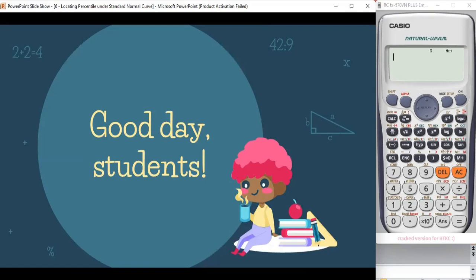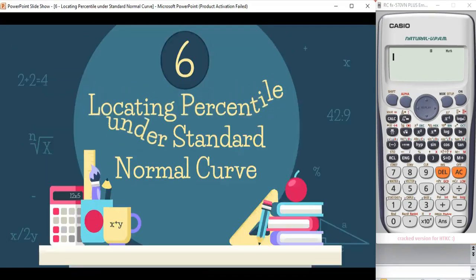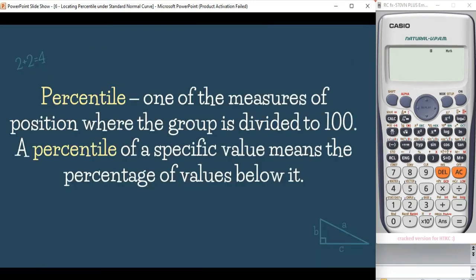For today's video, we're going to tackle locating percentile under the standard normal curve. But first things first, let's define what percentile is. Percentile daw po is one of the measures of position where the group is divided into 100. A percentile of a specific value means the percentage of values below it.